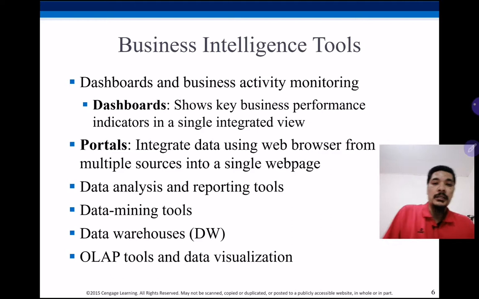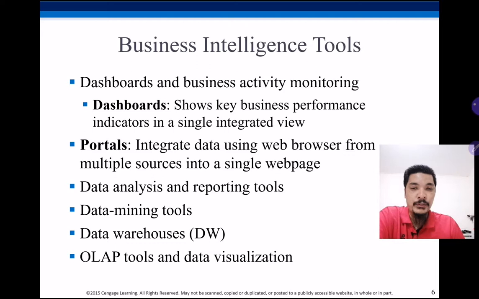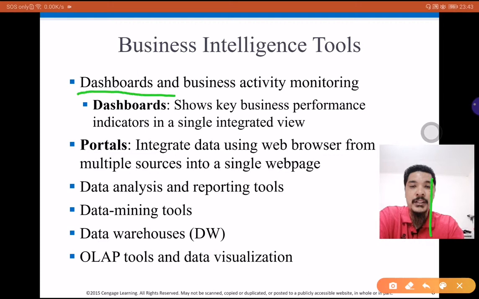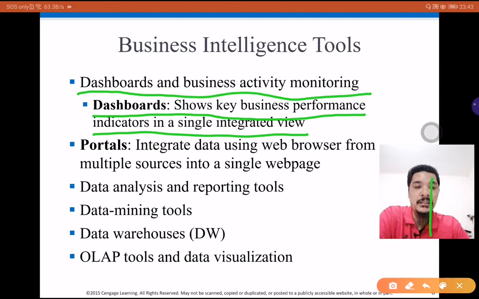Business intelligence. This one is quite simple. For business intelligence, number one, we call it a dashboard and also business activity monitoring. What is a dashboard? A dashboard shows key business performance indicators in a single integrated view. In this slide, you need to understand two different things: number one is dashboard, and number two is portal. What is the difference between dashboard and portal?